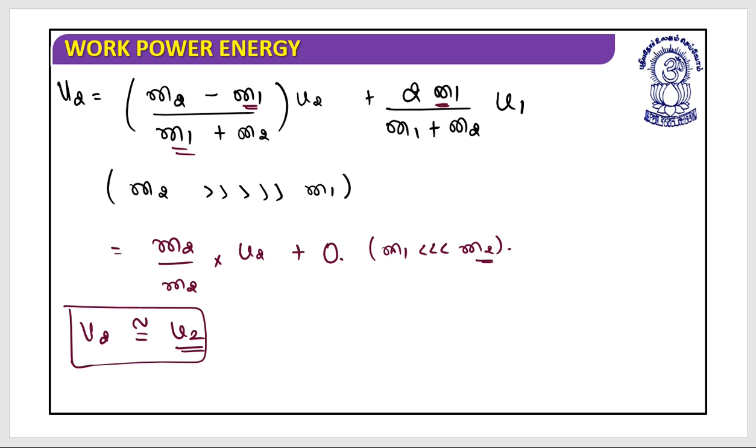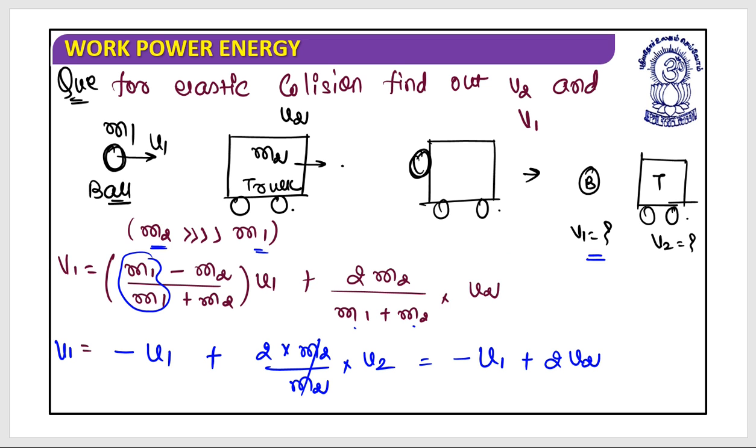Oh, sorry, it was our truck. Sorry, my mistake. V2 would be approximately equal to u2, and this v1 object will have a velocity of minus u1 plus 2u2. I hope this is clear.